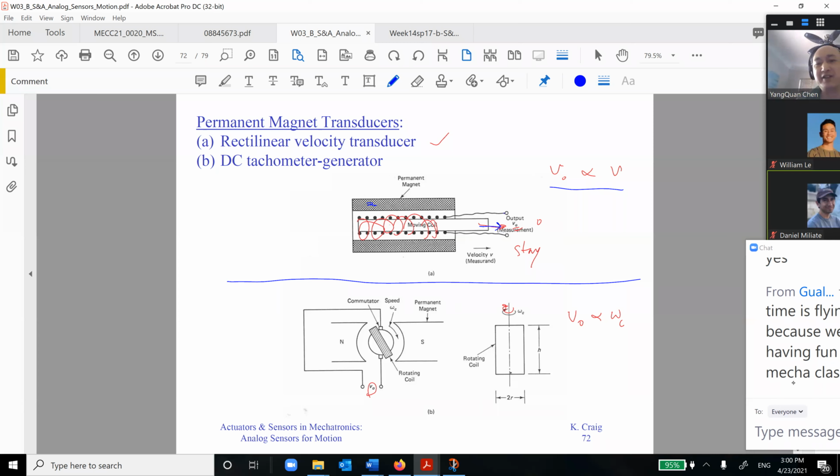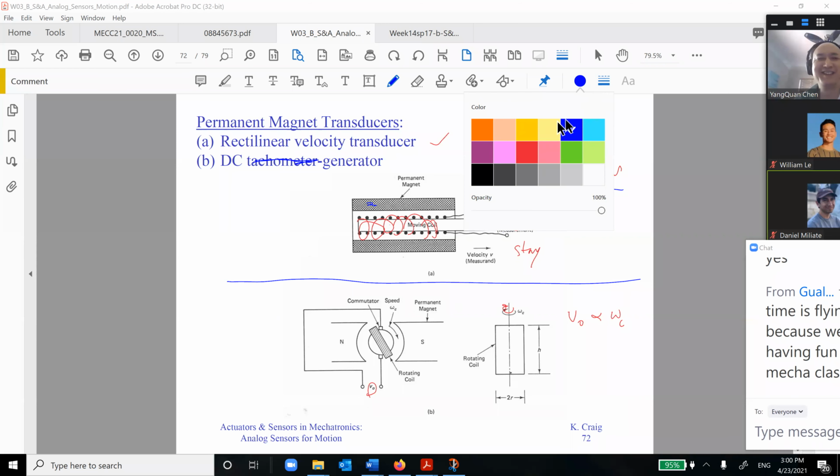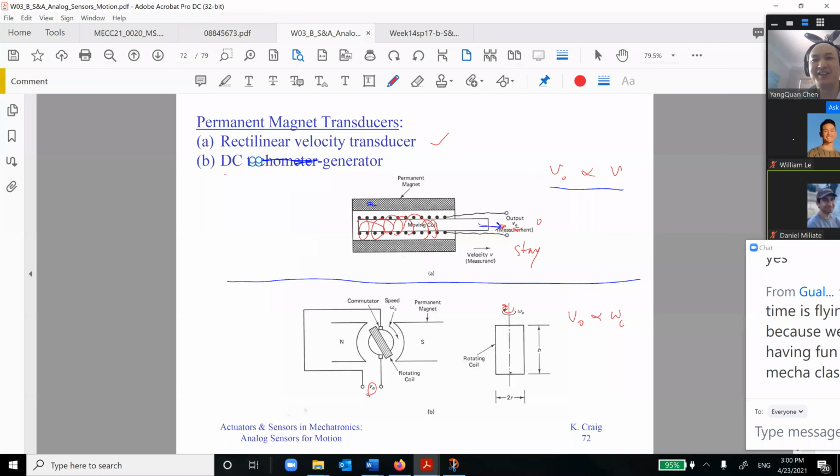There's another way, it's easier. We are going to explain the DC tachometer generator next week. Actually, we should say it is a generator, just a generator. How to generate the DC? It's easy: you have a permanent magnet, PM, in here. One side is N, one is S.